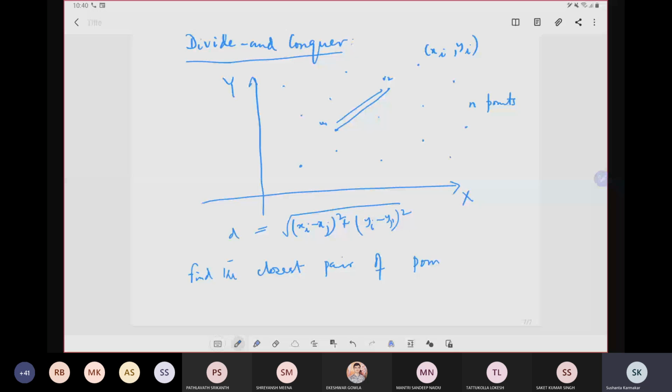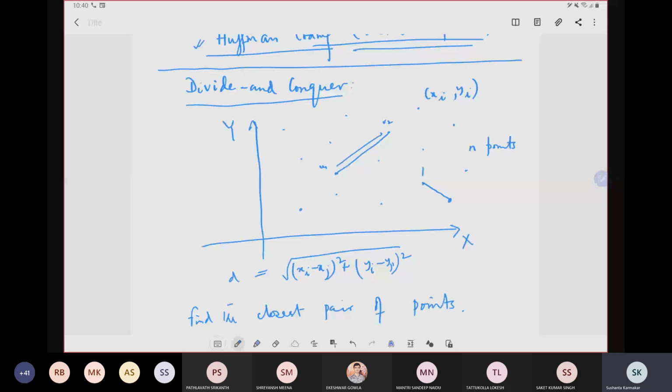Closest pair of points. That means I have how many points? I have n points, and I have to find out the closest pair. Let's say this is P1, this is P2. I have to find that pair, like Pi, Pj, such that their distance is minimum.